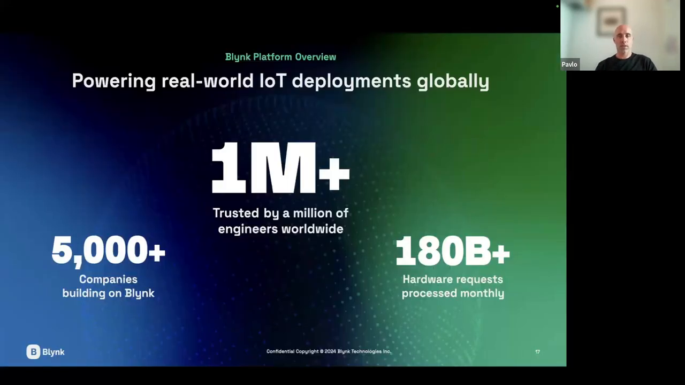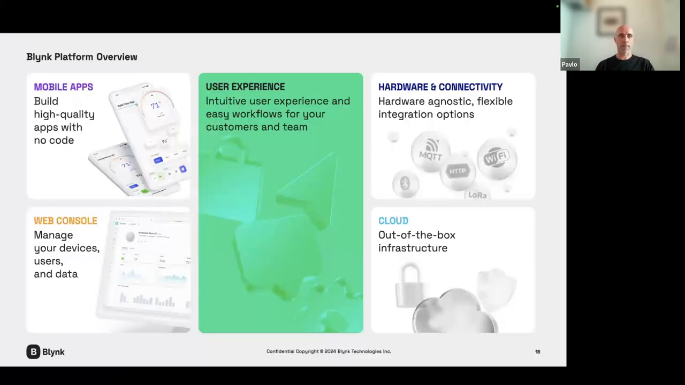Currently, we are trusted by over 1 million engineers worldwide who are building all sorts of products and projects on Blynk. We also work a lot with businesses. More than 5,000 companies are building their solutions on Blynk. To give you a better understanding of the scale of our operations, we process about 180 billion hardware requests every month on our public servers. We have public servers and an enterprise solution for businesses, and it's up to you what to choose. Maybe we can talk about it later.